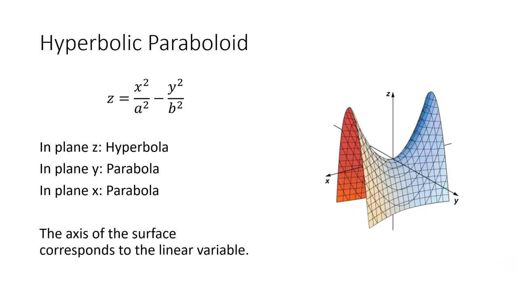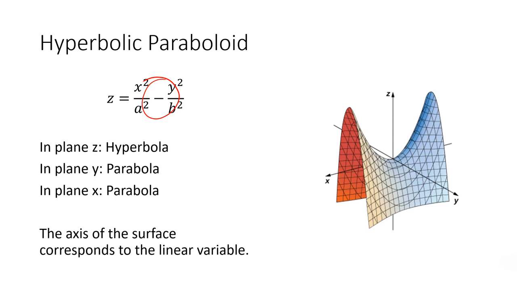And then we also have what's called the hyperbolic paraboloid, and that has a linear term. So one of the variables is linear, in this case the z. It has two squared terms, but the difference between this and the elliptic paraboloid is there is a minus sign right there.